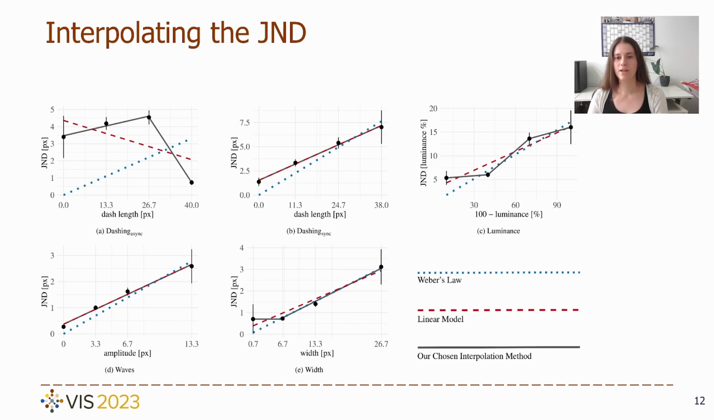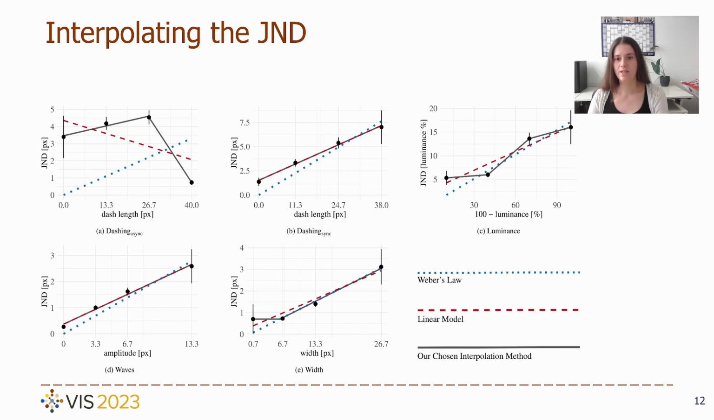Now, to generate the level recommendations, we need to interpolate between the data values. Our first choice of interpolation method would be Weber's law. It states that the ratio between the J and D and the stimulus intensity is constant. Interpolations based on Weber's law are displayed as blue dotted lines. Unfortunately, in none of the cases Weber's law could be applied directly. For width, apart from the first data point, the J and D were well approximated by Weber's law. For the other line types, Weber's law was not a good approximation.